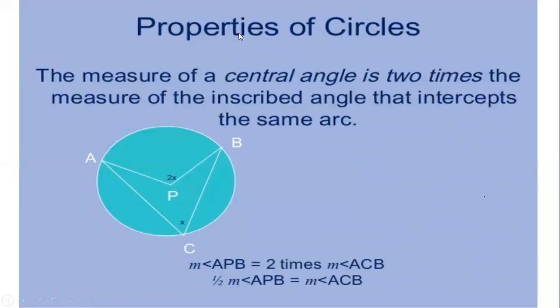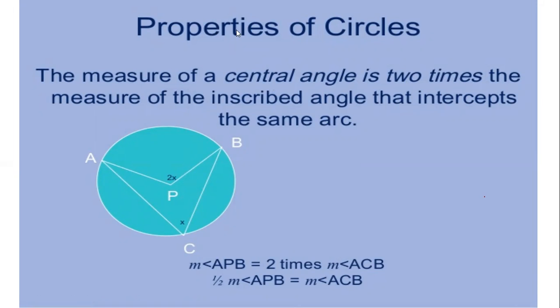Then if we look at some of the angle properties of a circle, we shall start by looking at the central angle property of a circle. It states that the measure of the central angle is 2 times the measure of the inscribed angle that intercepts the same arc.